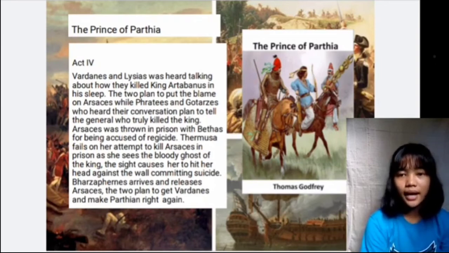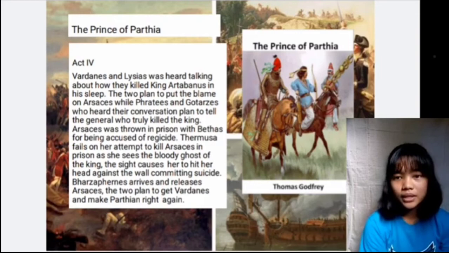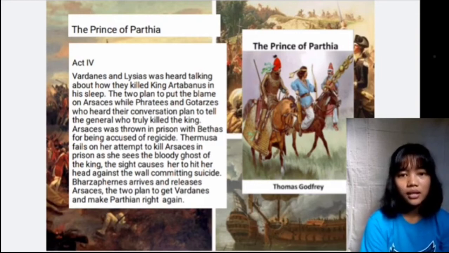So in this act, Vardanes and Lysias were heard talking about how they killed the king in his sleep, and then they were planning to put the blame on Arsaces. But someone heard them, Proptes and Gortarses, and they plan to tell the general about who truly killed the king. And then Arsaces was thrown in prison for being accused.